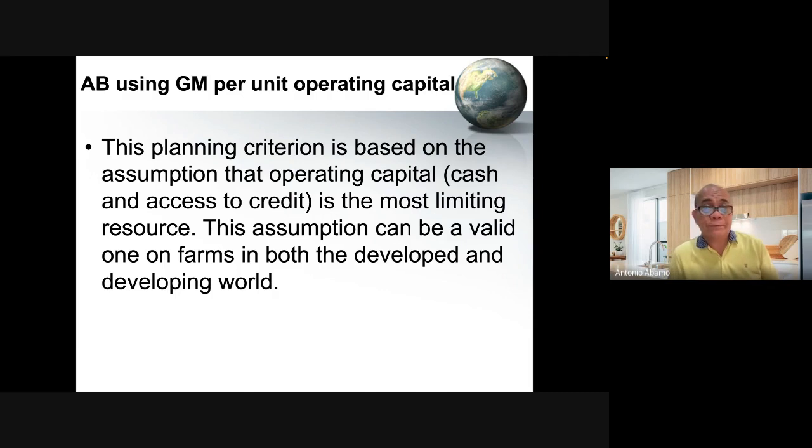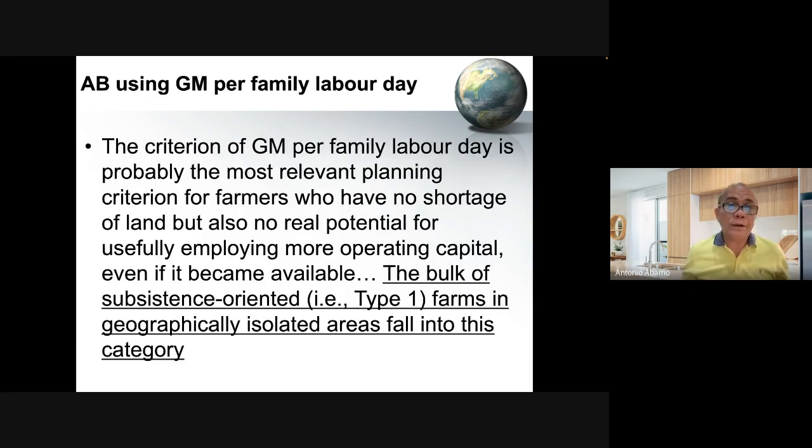Now, using gross margin per unit operating capital, this planning criterion is based on the assumption that operating capital is the most limiting resource. If we use gross margin per unit labor, that is also on the assumption that labor is the limiting resource. So yeah, this is already given.